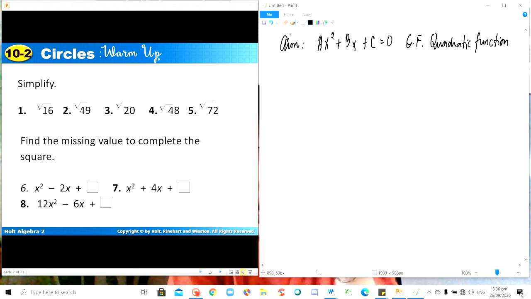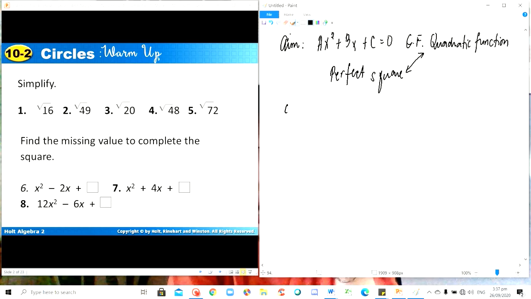Okay, so we are to find the perfect square. That is the aim of completing the square, to be able to write a quadratic function as a perfect square. So that would yield a perfect square.